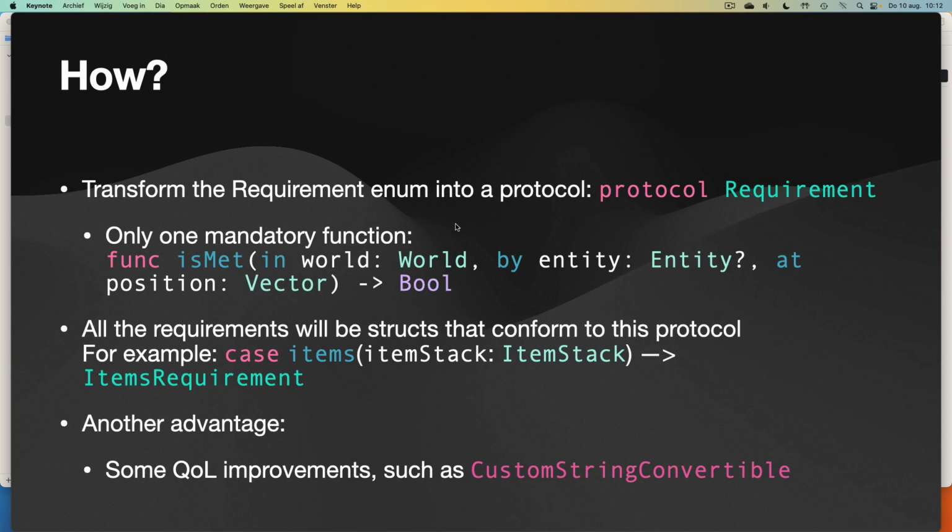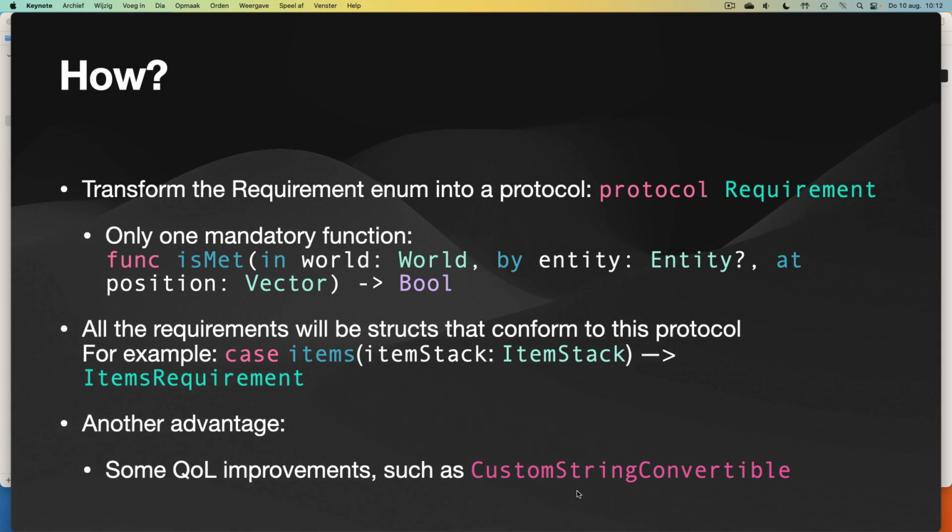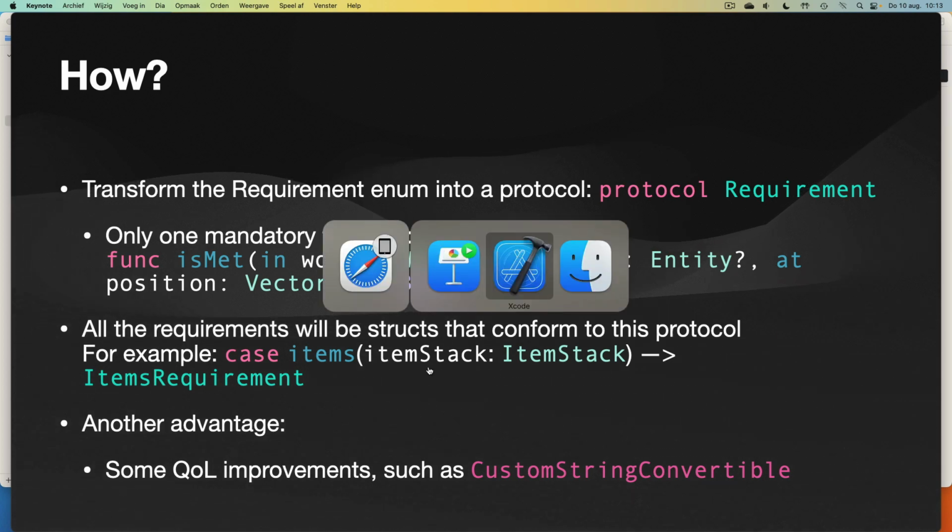Conforming to this protocol for now means that it only needs to implement one mandatory function, and that's the isMet function. This function will determine whether this requirement is met in this world. We'll look into that a bit more when we start implementing it. There are some other advantages to doing it this way. For now, we'll make all these requirements conform to CustomStringConvertible. This way we can easily create debug messages, for instance. So let's get started.